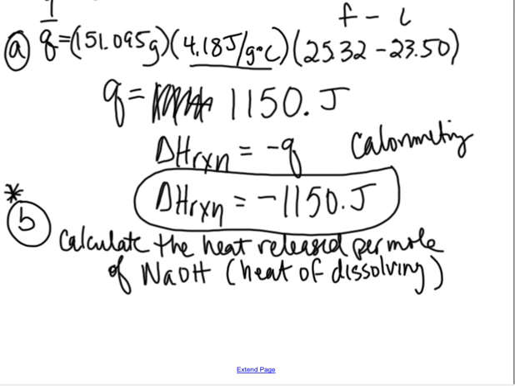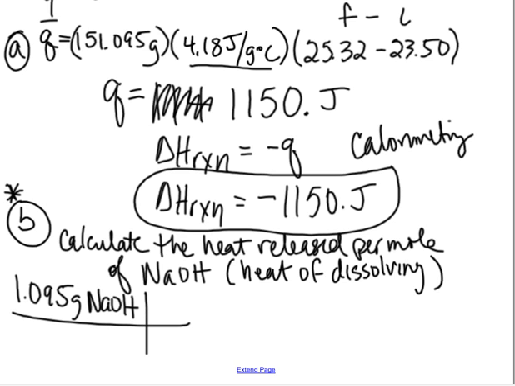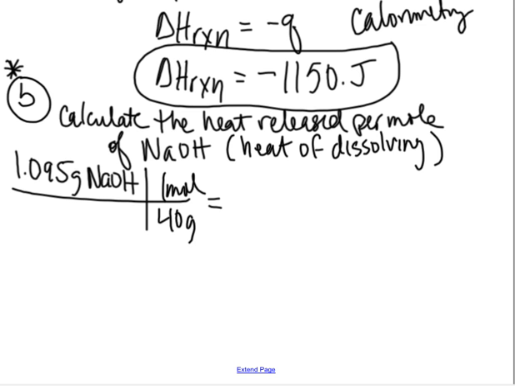So it is the 1.095 grams of NaOH. We're going to convert that to moles. There's 40. I make sodium hydroxide all the time, so I know that's 40 grams per every 1 mole of sodium hydroxide. So how many moles of NaOH do we have? Just give me 3 sig figs. 0.0274 moles of NaOH.